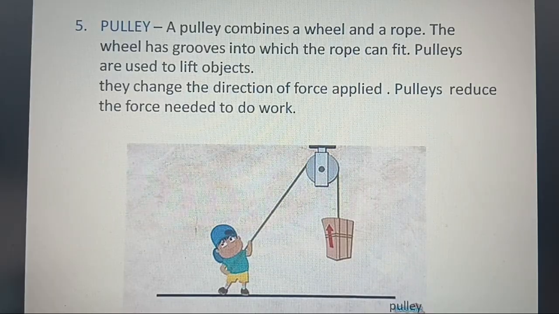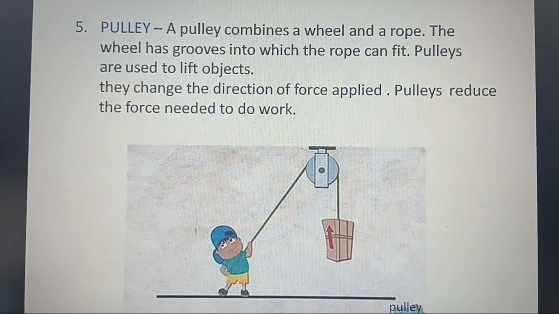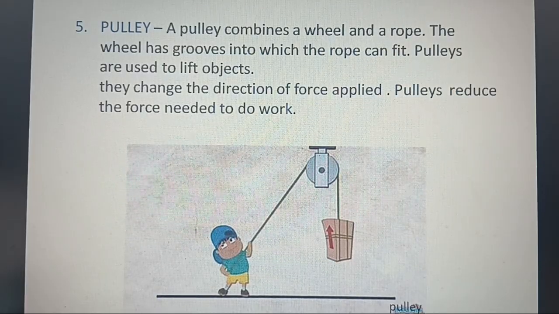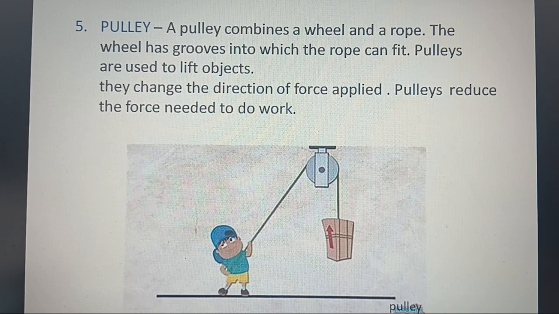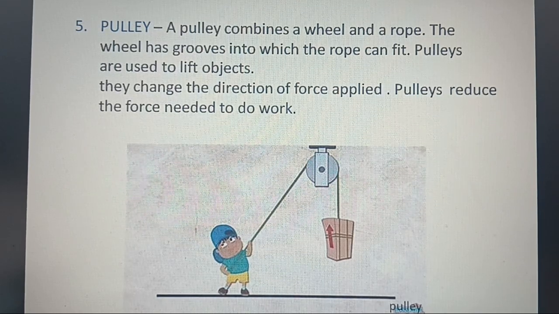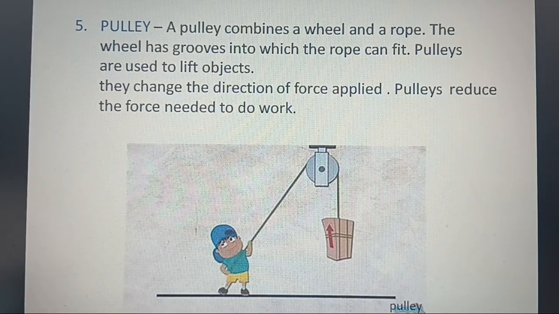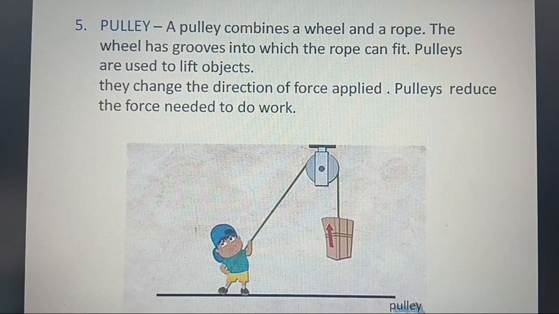Now, the fifth simple machine is the pulley. A pulley combines a wheel and a rope. The wheel has grooves into which the rope can fit. Pulleys are used to lift objects. They change the direction of force applied. Pulleys reduce the force needed to do work.